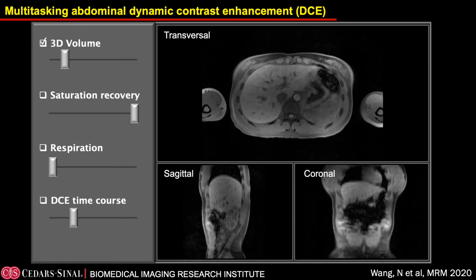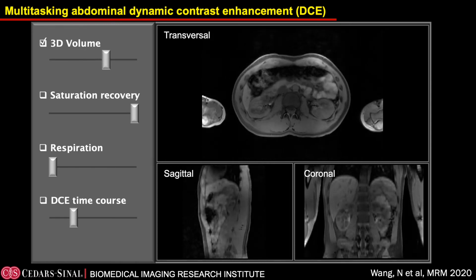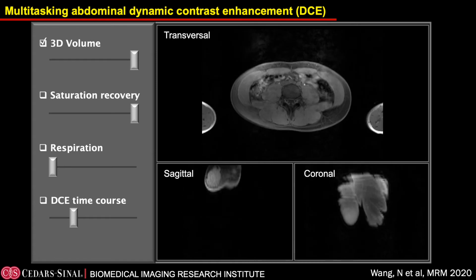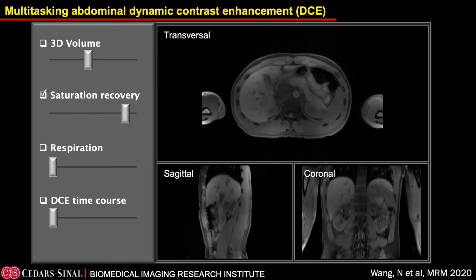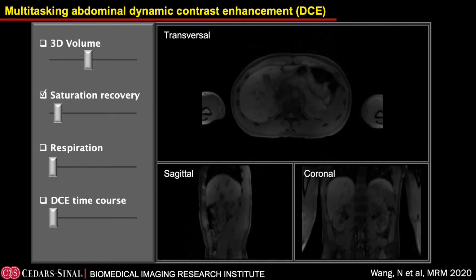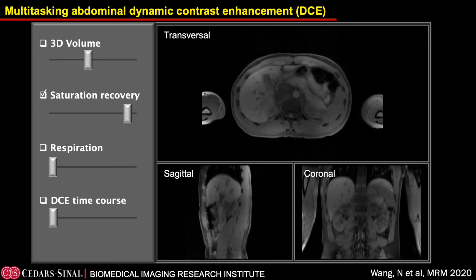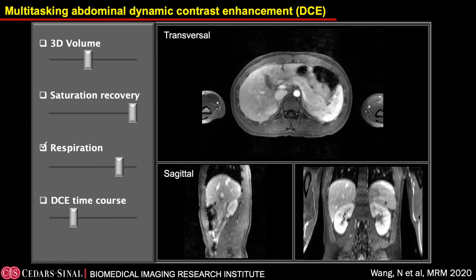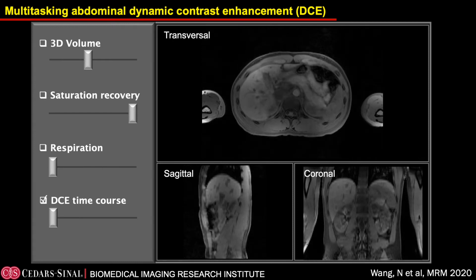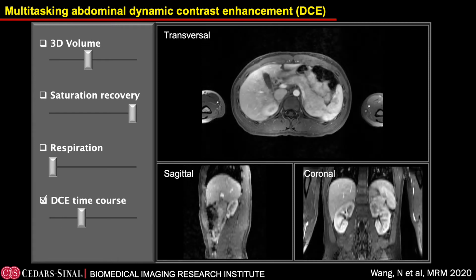Nan has used multitasking for free breathing DCE imaging of the abdomen. It allows 1-second temporal resolution and 3D coverage of the entire abdomen, including liver and pancreas. The data has 6 dimensions: 3D spatial dimensions, saturation recovery, respiration, and dynamic contrast enhancement, which can be displayed independently.